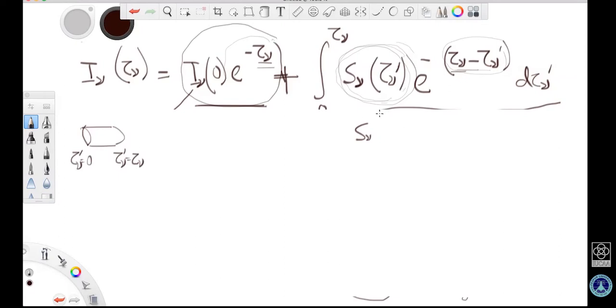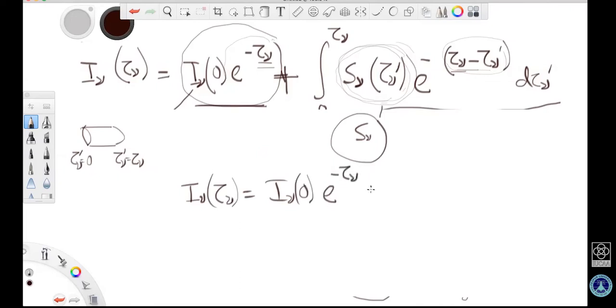Okay. So let's simplify our life a little bit. Let's say this S nu is constant. Then I have a slightly simpler equation, and I'll write it like this. So I nu is what is falling on the material, and then it is getting attenuated. Let me take the S nu out, and then this can be easily integrated, and this will give me e to the power minus tau nu like this. If S nu is constant, it's uniform.